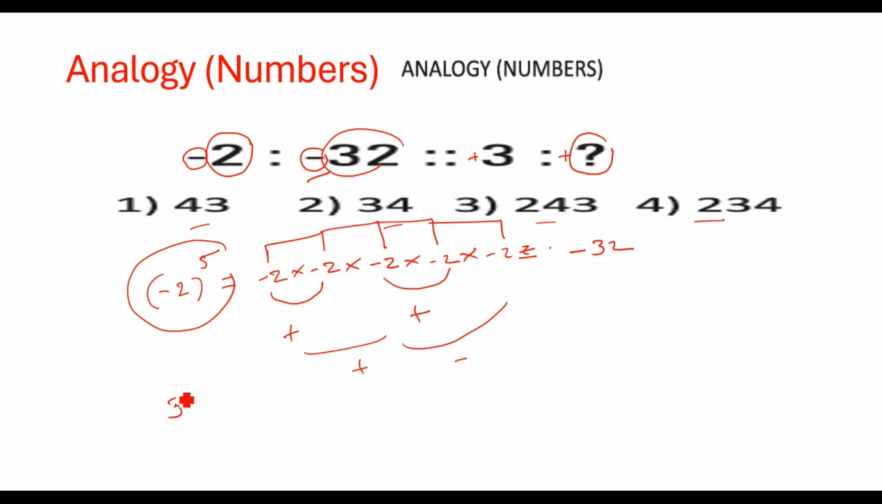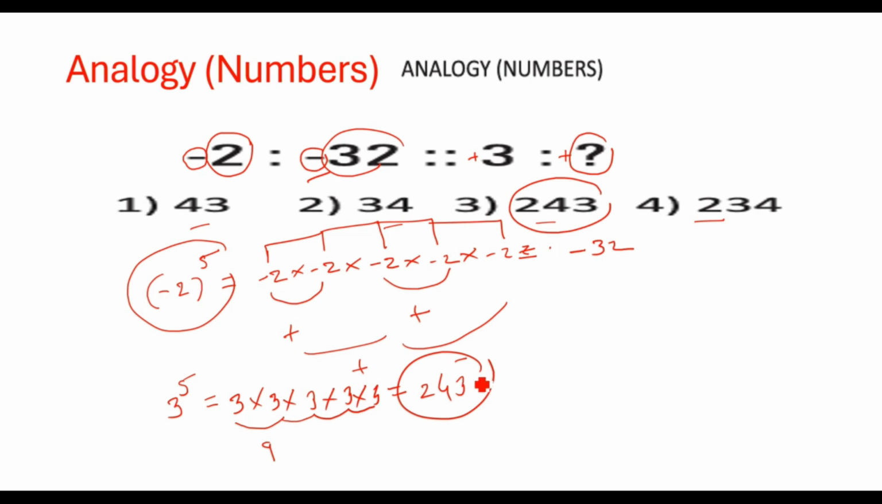Then the next will be 3 raised to 5. What will 3 raised to 5 be? It means you have to multiply 3 a total of 5 times. 3 3s are 9, 9 3s are 27, 27 3s are 81, and 81 multiplied by 3 is 243, and therefore your option is 243. So this is the rule it follows: n raised to 5, meaning the fifth power of that number.